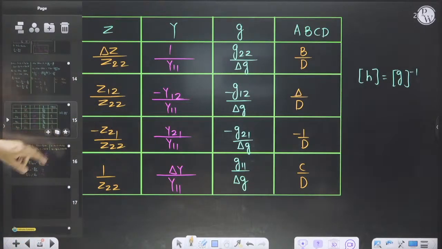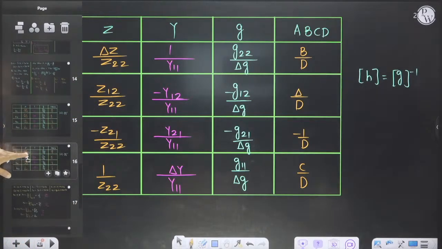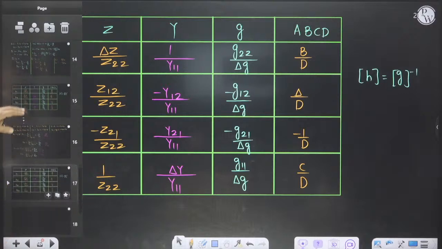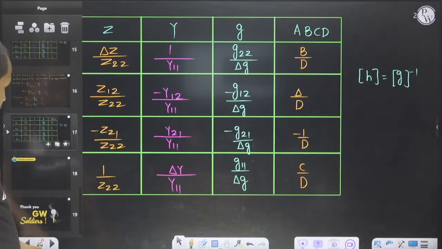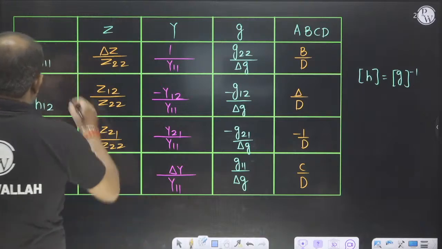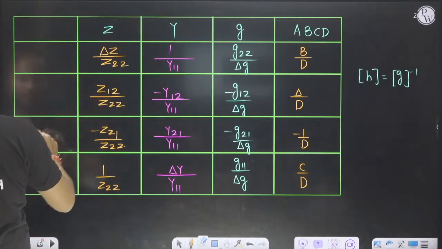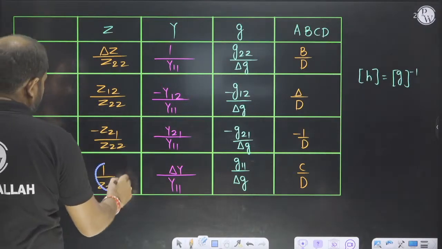Like that, you can do ABCD parameters also, G parameters also. You can do anything in terms of G parameters, ABCD parameters, by solving this. So our ABCD parameter I will write.